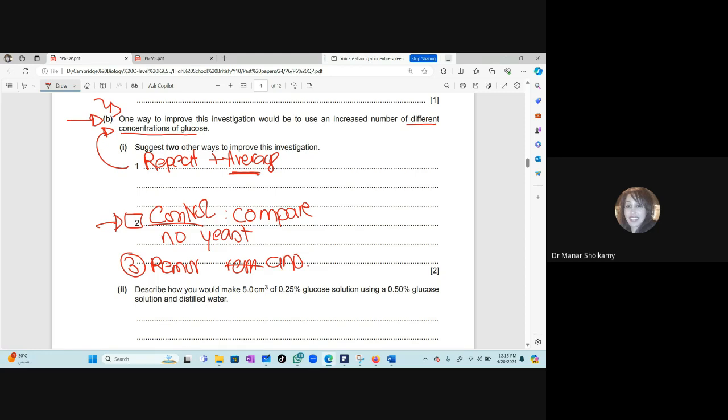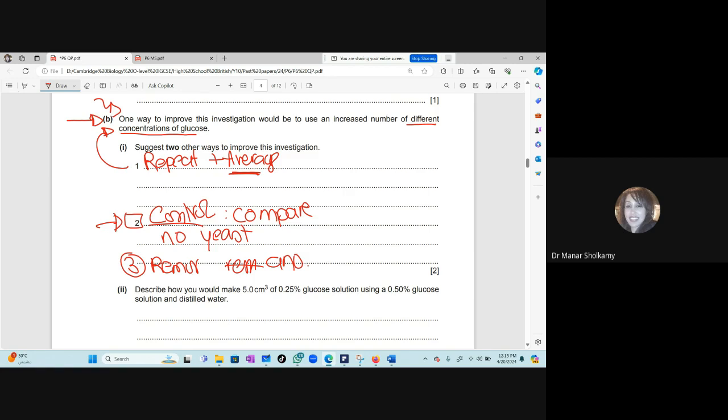Here they used methylene blue. What if the color was not very obvious? Let's change the method. Use a white tile to identify the color. Yes, we can see the color with a white background, or using a colorimeter. Then you will get better results. Or you can actually change the investigation altogether. Instead of measuring the time needed for the methylene blue to change color, you can, for example, measure the amount of gas that is produced over a certain period of time using a gas syringe.